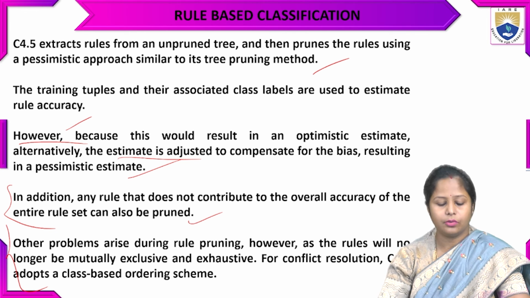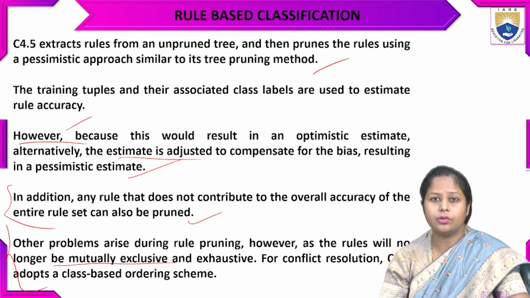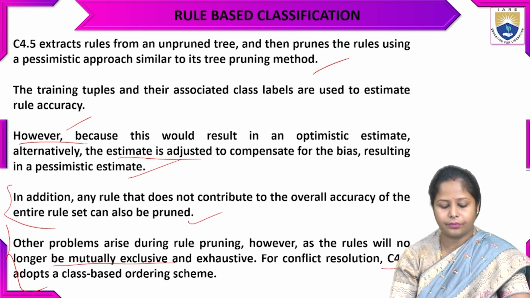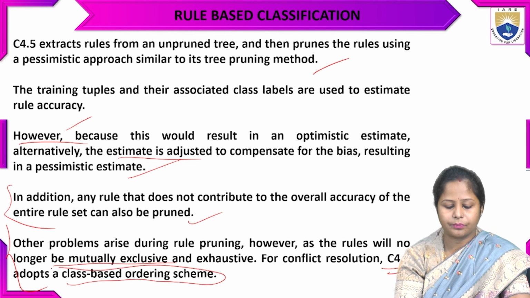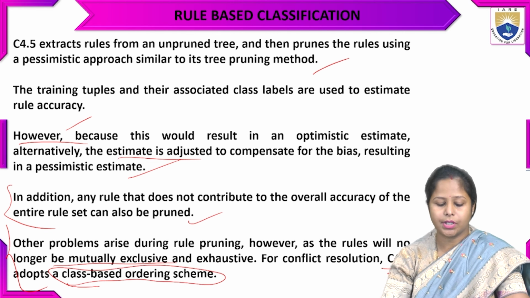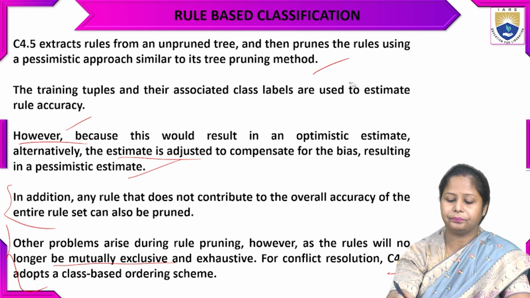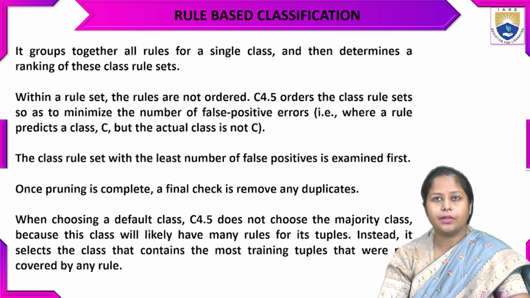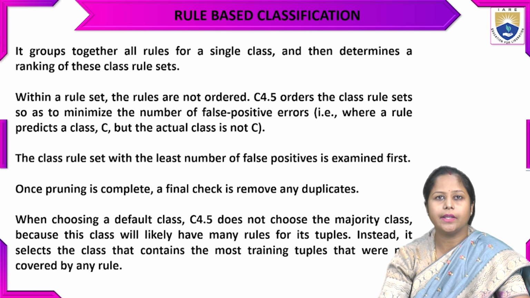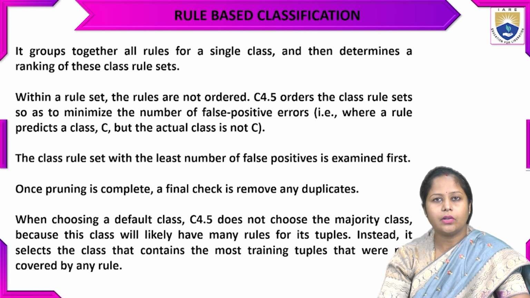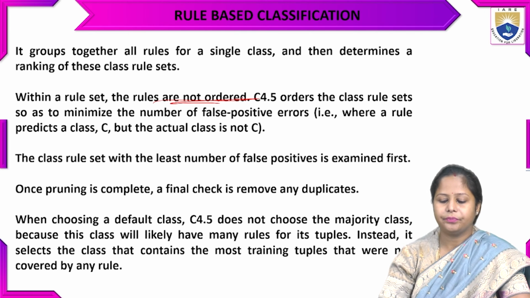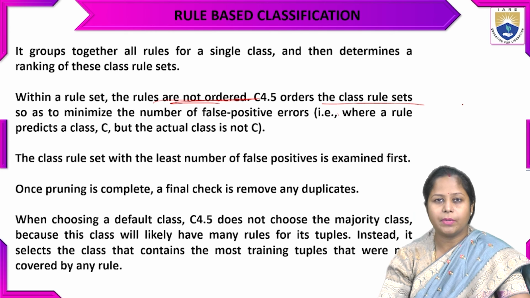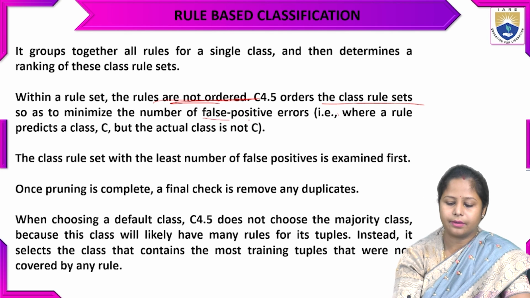However, the rules will no longer be mutually exclusive as well as exhaustive. For conflict resolution, C4.5 adopts a class-based ordering system. So in that case, we have to use the class-based ordering scheme. It groups together all the rules for a single class and then determines the ranking of these class rule sets. Within a rule set, the rules are not ordered. C4.5 orders the class rule sets so as to minimize the number of false positive errors.